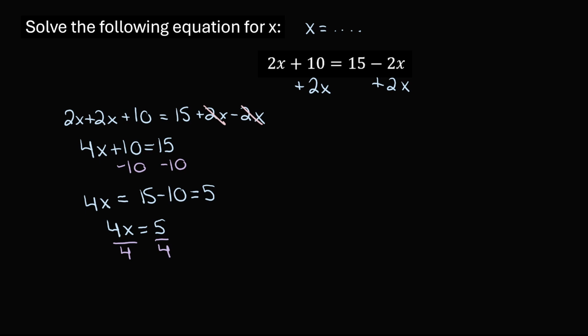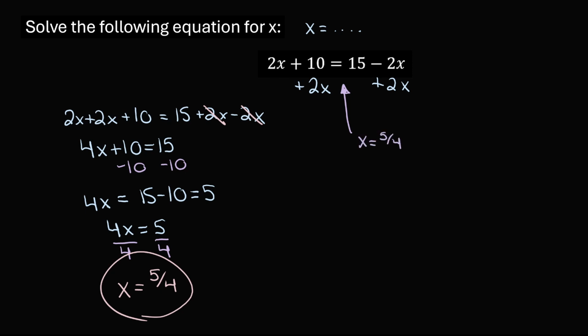Because 4x divided by 4 is the same thing as saying x is equal to 5 fourths. x is equal to 5 divided by 4. So after solving this equation, x is equal to 5 divided by 4. And always, it's very good to check yourself, especially with equation solving. Let's plug 5/4 in for x above.